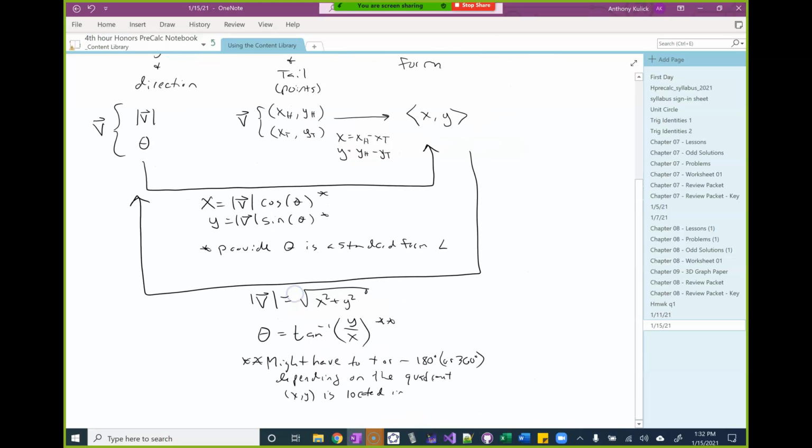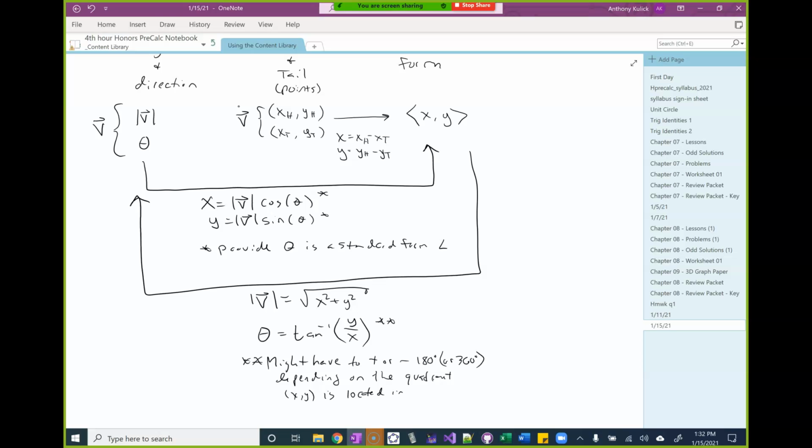And then, yeah. So that's about it. Typically, we don't go straight from head and tail notation to magnitude and direction. There's really no reason we'd ever want to go backwards from component form or magnitude and direction to head tail.